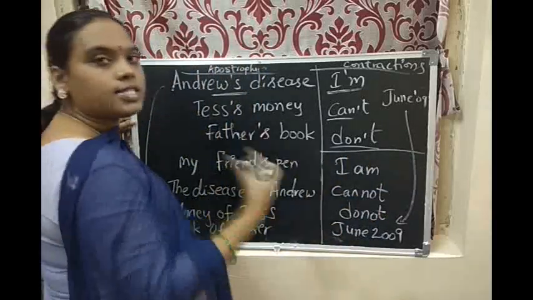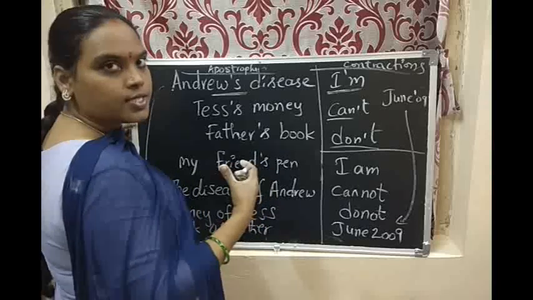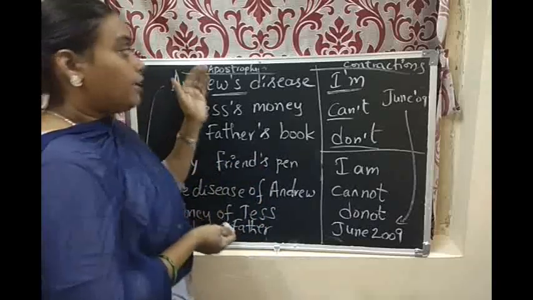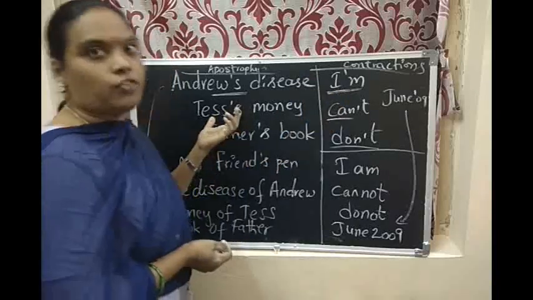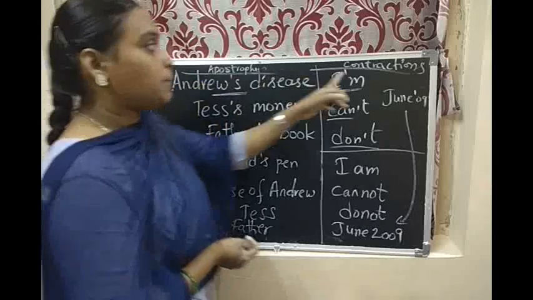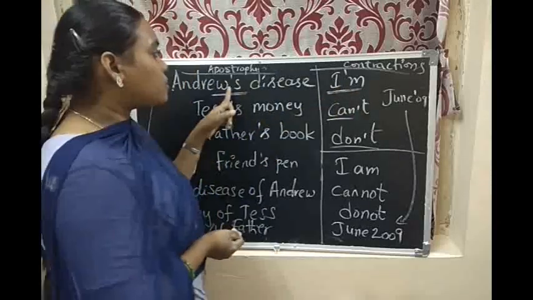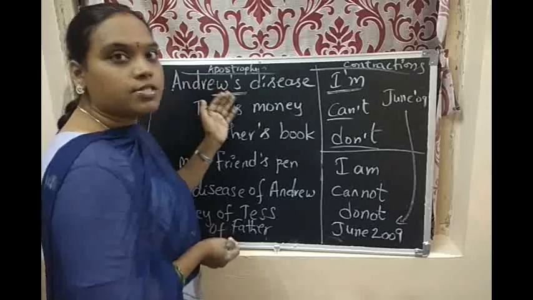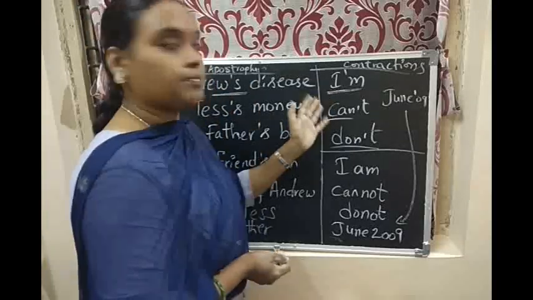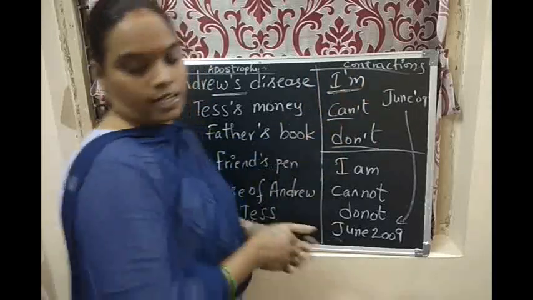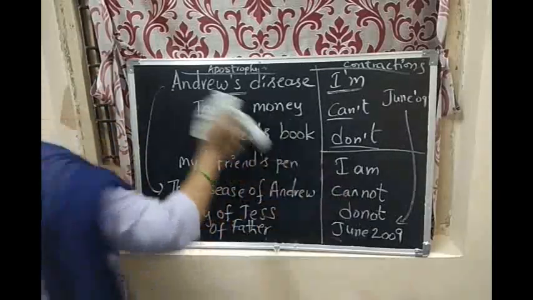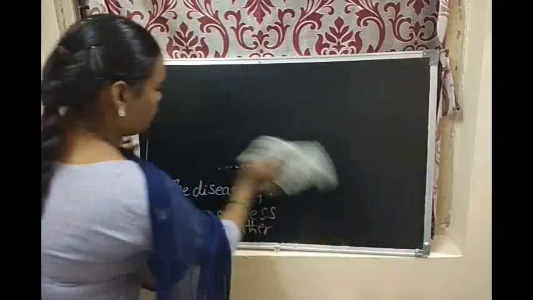Apostrophe means the possessive case of nouns. Contraction is part of the apostrophe only, because we are using an apostrophe here. Yes or no? When a noun comes before it, that is the possessive case of a noun. Whenever we use short forms of words like this, those are known as contractions. Is it clear? Yes. This is about punctuation, children.